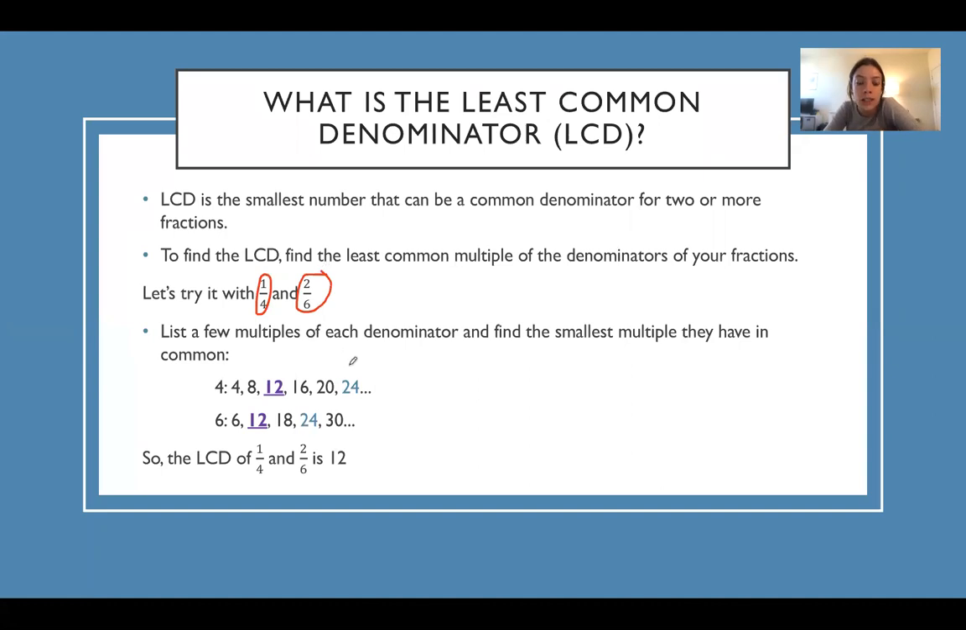So first you want to list a few multiples of each denominator and find the smallest multiple that they have in common. So some multiples of 4 are 4, 8, 12, 16, 20, and 24. And then multiples of 6 are 6, 12, 18, 24, 30. So as you can see, they both go into 24 and 12, but we are trying to find the least common multiple, so that would be 12. So the LCD of 1 over 4 and 2 over 6 is 12.